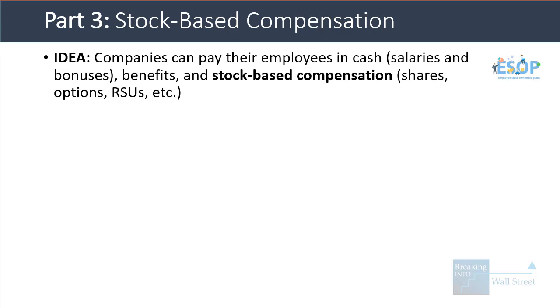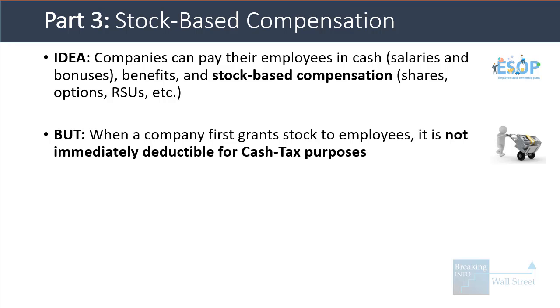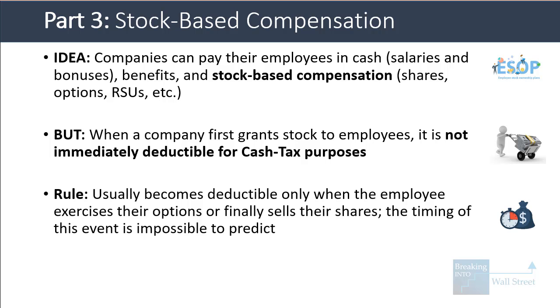Companies can pay their employees in cash, in salaries and bonuses. They can pay in benefits, and they can also offer them stock-based compensation. So they can give them shares in the company or stock options or RSUs, restricted stock units. But when a company first grants stock to employees, it is not immediately deductible for cash tax purposes. Usually, stock-based compensation only becomes deductible when the employee exercises their options or when the employee finally sells their shares.